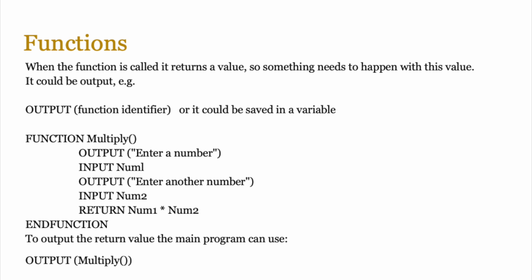So if you look at the function on screen, which is multiply, it doesn't have any parameters in the header statement. So we're going to get the user to input two numbers, and we're going to simply return the multiplication of those two numbers. But this multiplication either would need to be stored or output. So we can say output brackets multiply two brackets because it's a function, and that will just return the result back to the main program and output it straight away.